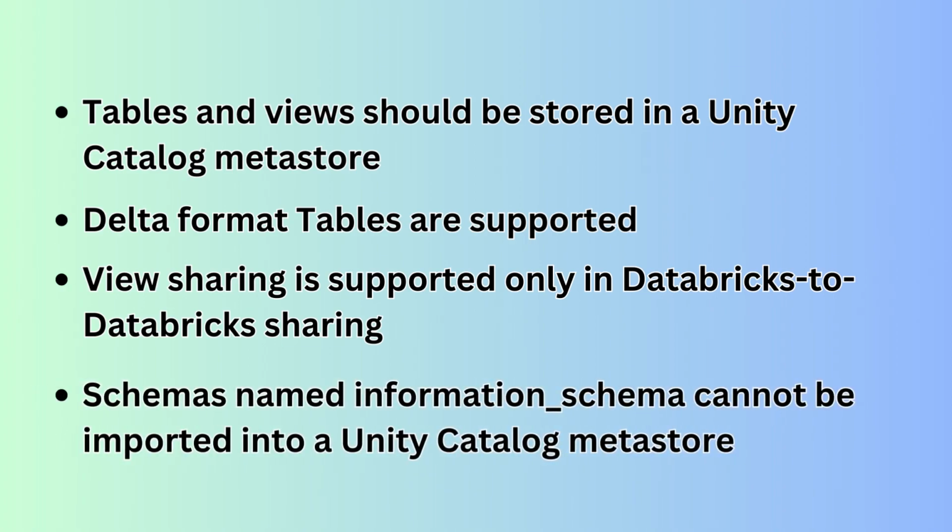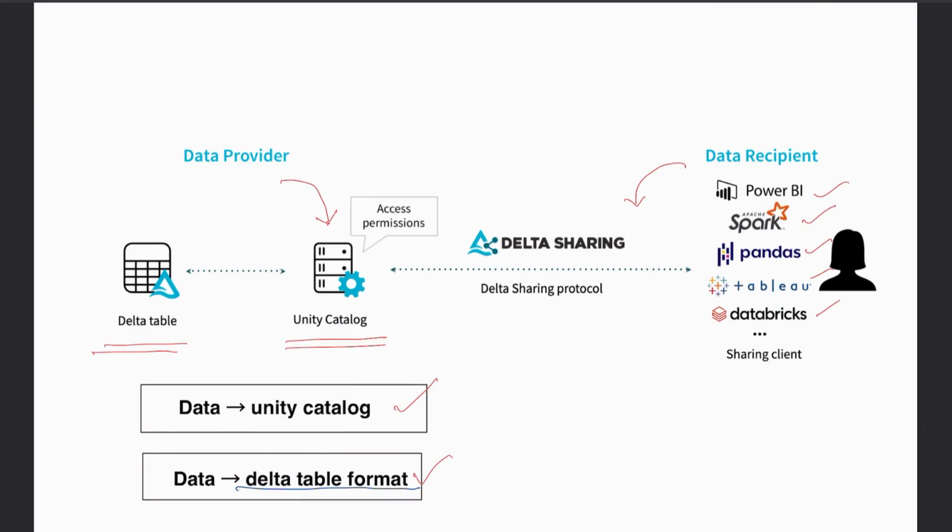Schemas named information_schema cannot be imported into a Unity Catalog metastore because that schema name is reserved in Unity Catalog. So these are a few limitations that are present, which can definitely be overcome by converting the table into a Delta table, and the tables and views should be in the Unity Catalog metastore. You can take advantage of this particular feature of data sharing for sharing the data across the organization.